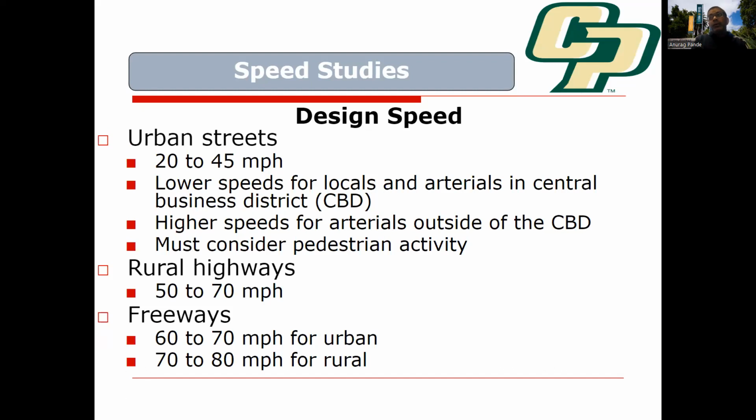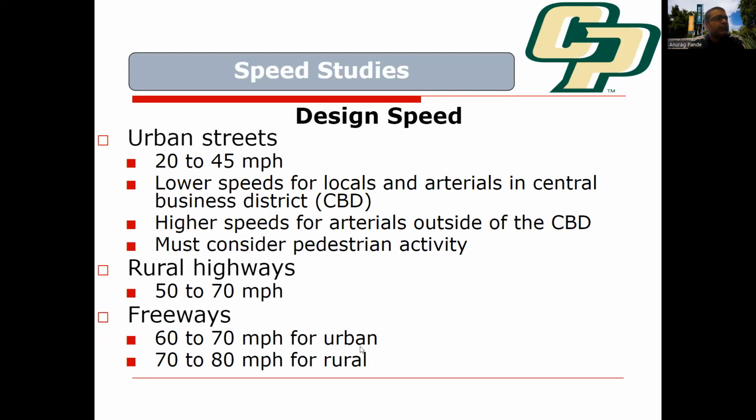And in my opinion, yes, the speed limit should be lower there as well. And that's why you should consider pedestrian activity to be very critical. In fact, if you want to encourage pedestrian activity, you should create a design that encourages lower speeds for the roadways. On rural highways, like 101, for example, 50 to 70 miles an hour.